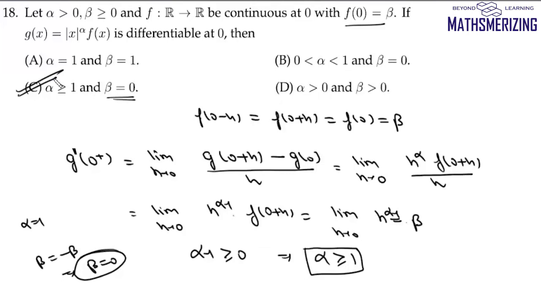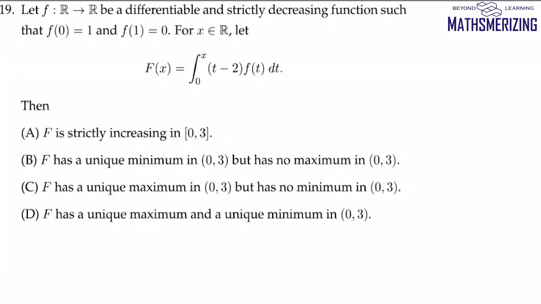that's your option C. Now question number 19 is f from R to R be a differentiable and strictly decreasing function such that f0 is 1 and f1 is 0. So we have this function which is strictly decreasing, f0 is 1 and f1 is 0. Then for x belongs to R, we have this function capital Fx, which is integral from 0 to x, t minus 2 ft dt.